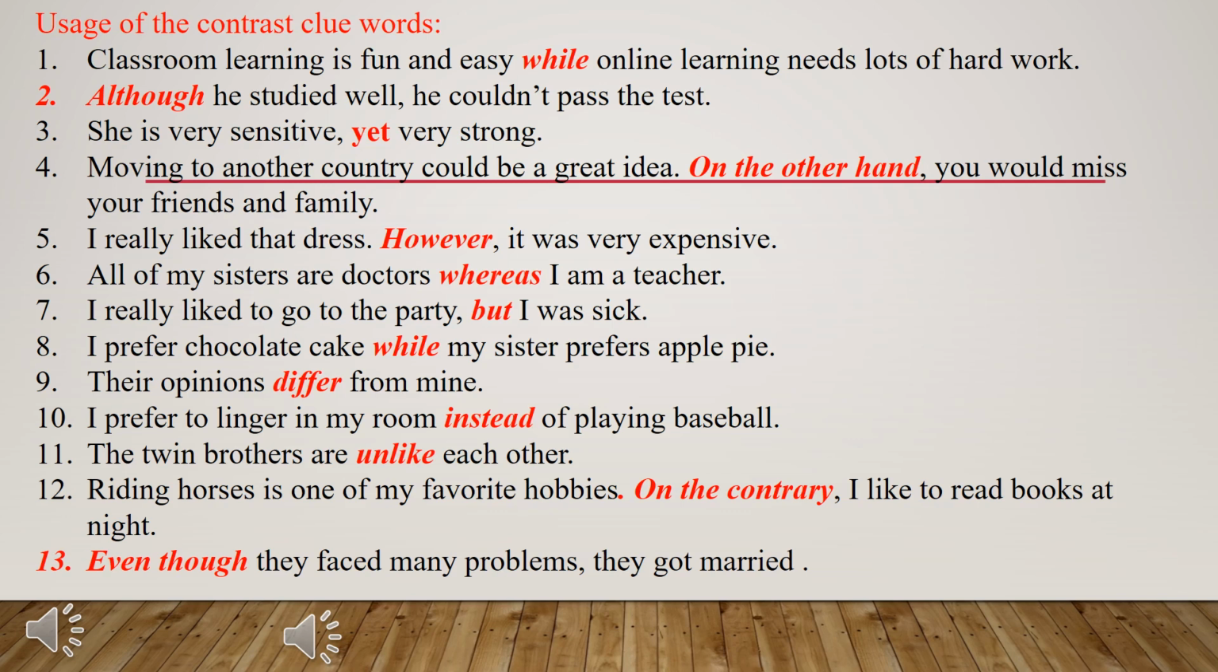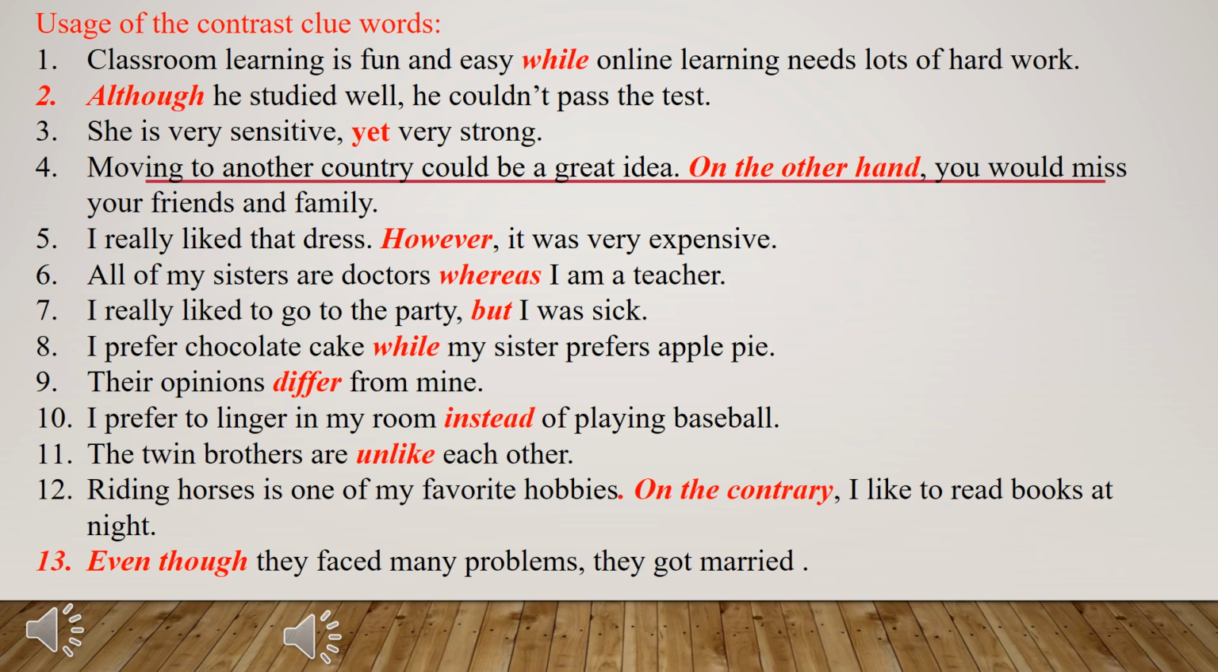Number 2. Although he studied well, he couldn't pass the test. He studied really well, but he couldn't pass it. Although here is used in the beginning of the sentence. Number 3. She is very sensitive, yet very strong. It means although she's very sensitive, she's very strong. Yet is preceded by a comma.